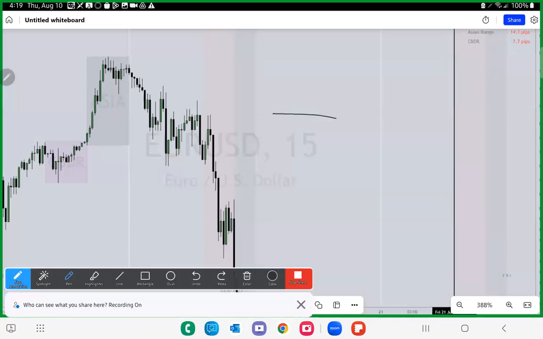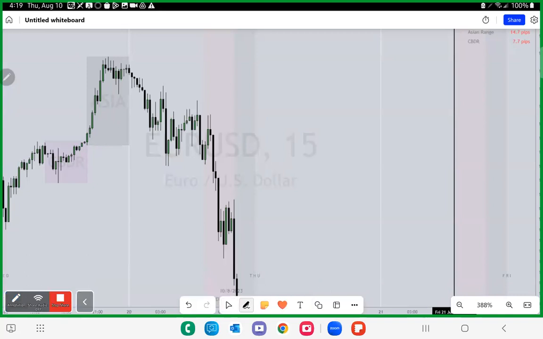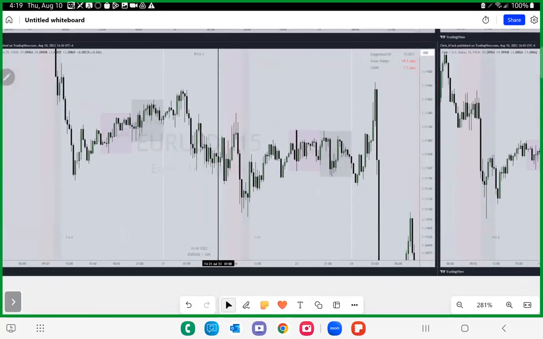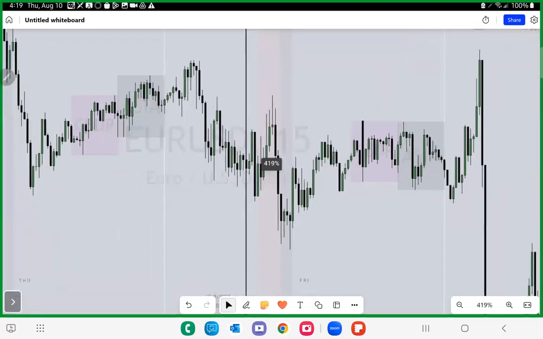Okay. Then expansion, London. Here we are, New York open kill zone, start creeping back higher. Optimal trade entry, continuation. All right. Let's go here. Same ideas.